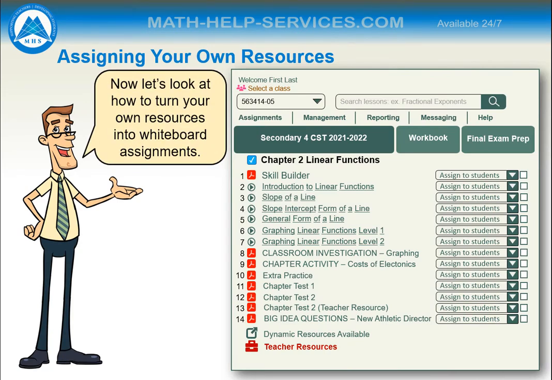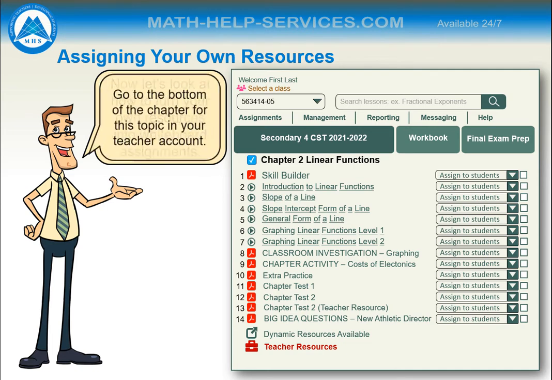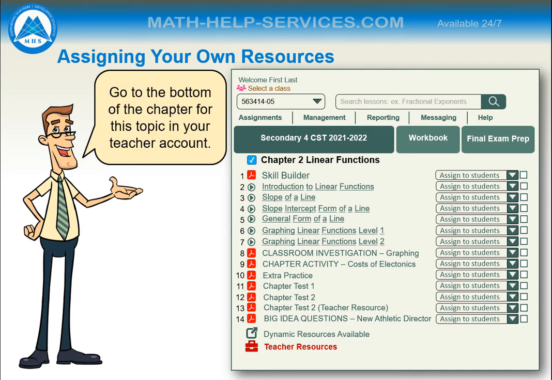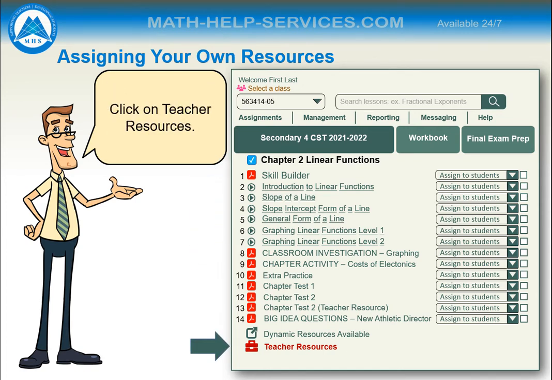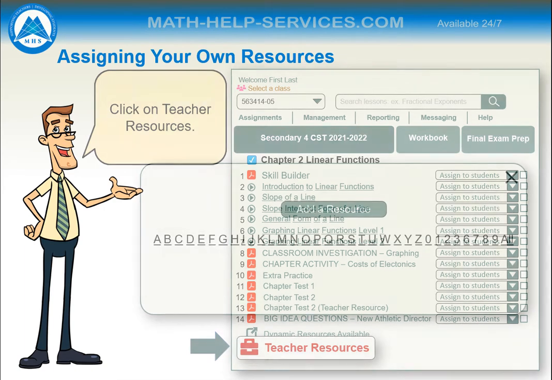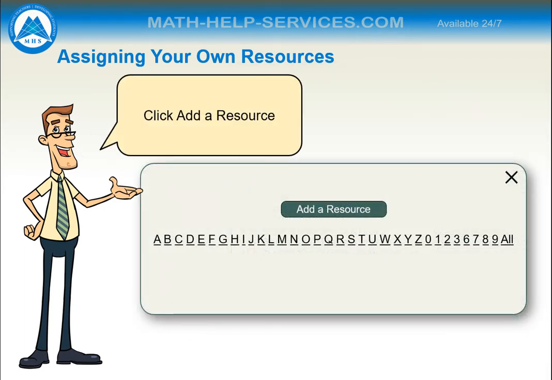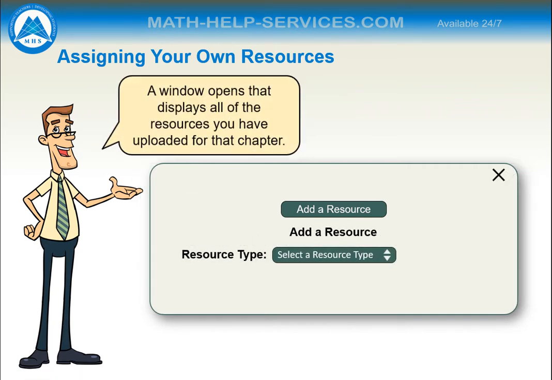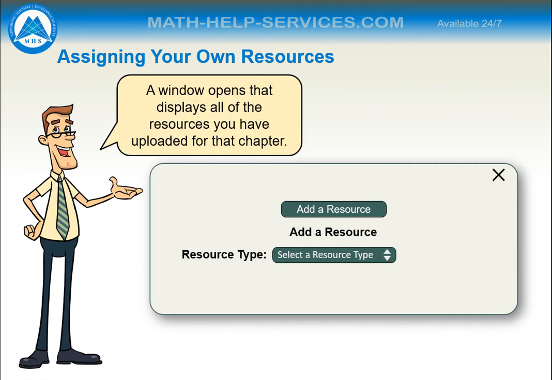Now let's look at how to turn your own resources into whiteboard assignments. Go to the bottom of the chapter for this topic in your teacher account. Click on Teacher Resources. Now click on Add a Resource. A window opens that displays all of the resources you have uploaded for that chapter.